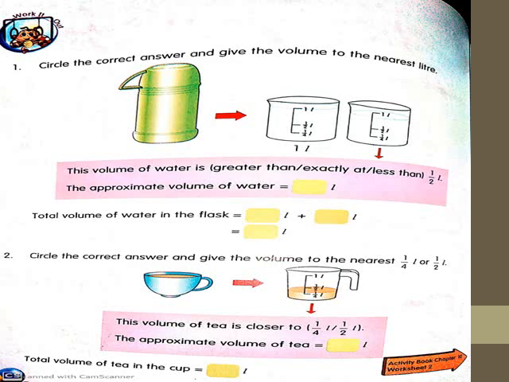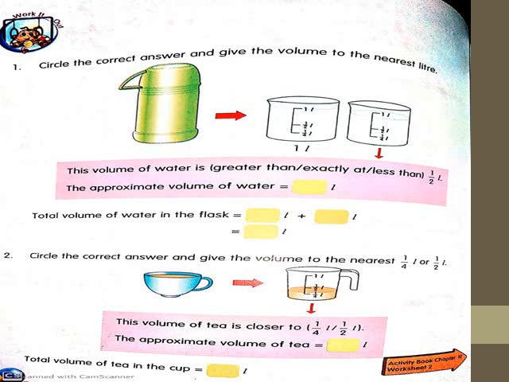When you look at question number 2, they are asking you about the volume to the nearest quarter liter or half liter. Question 1 was asking you about the nearest liter, but question 2 is asking you about the nearest quarter liter or half liter. Now you have to check whether the liquid is closer to quarter liter or half liter.